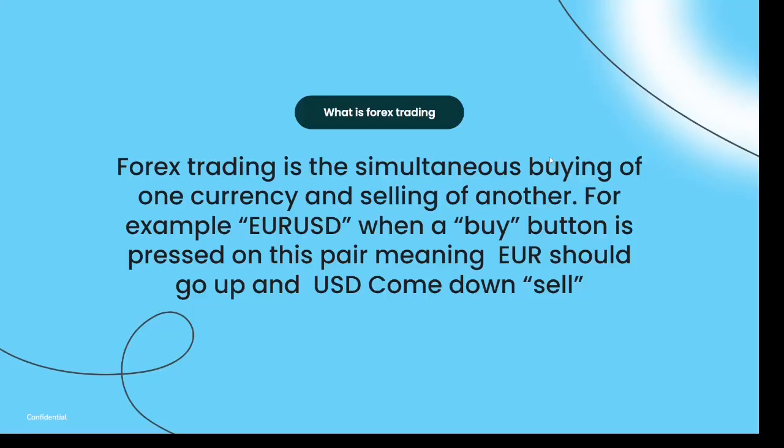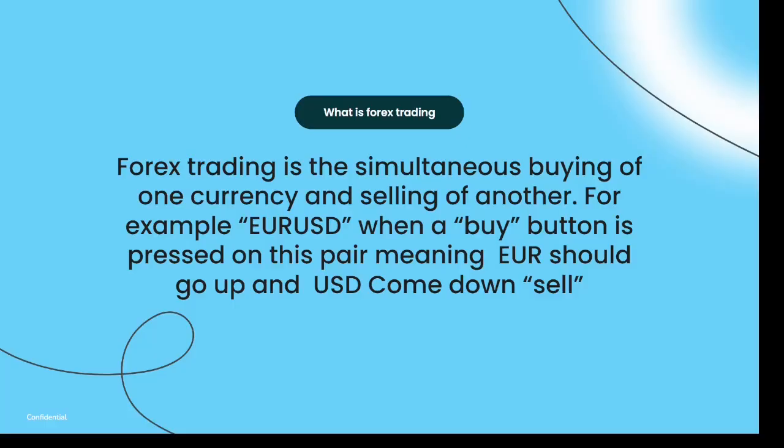So the next slide: what is forex trading? Forex trading is basically the simultaneous buying of one currency and selling of the other. With this definition, what it means is that for forex trading, we combine two currencies as a pair and we look at their strength. So if one is going up, then the other one is depreciating. If the other one is depreciating, the first one is going up. So they are doing it simultaneously.